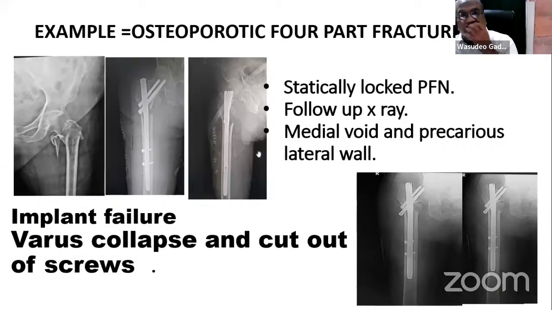Another example, osteoporotic bone, statically locked. On the follow-up X-ray, you see a medial void. You can see here the medial void is there. Valgus reduction, it is more than 135, wide on the medial side and a precarious lateral wall. And you can find that there is implant failure, varus collapse, and cutout of the screw.